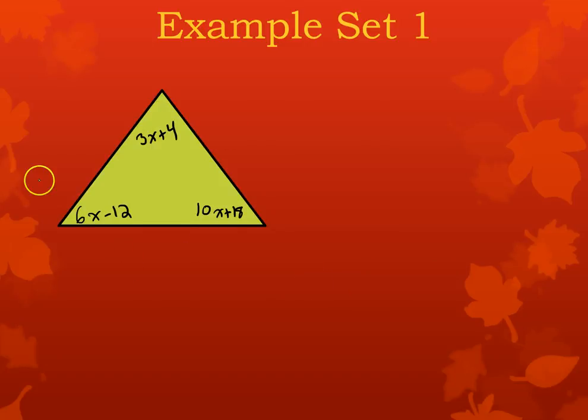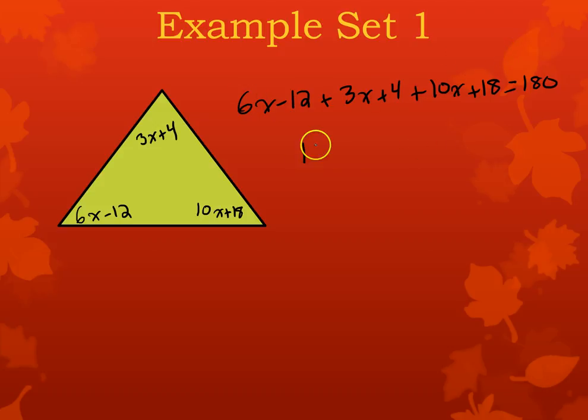So I want to solve for x for this diagram. We have 6x minus 12, 3x plus 4, 10x plus 18. And if it's a triangle, which it is, all three angles must add to 180. So we need to first combine like terms, so 6x plus 3x plus 10x is 19x. Negative 12 plus 4 is negative 8, plus 18 is a positive 10.